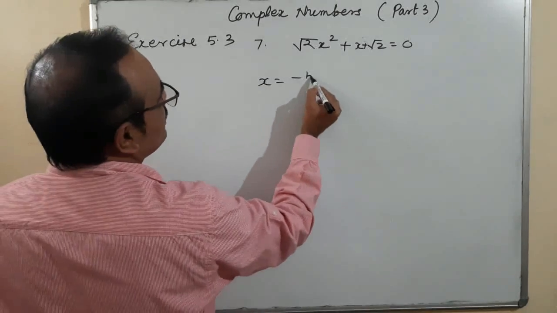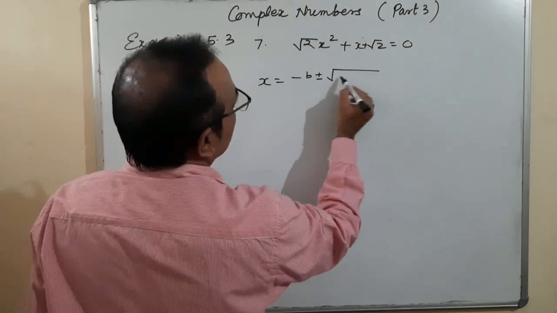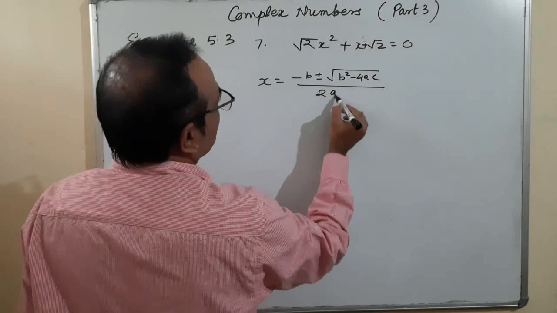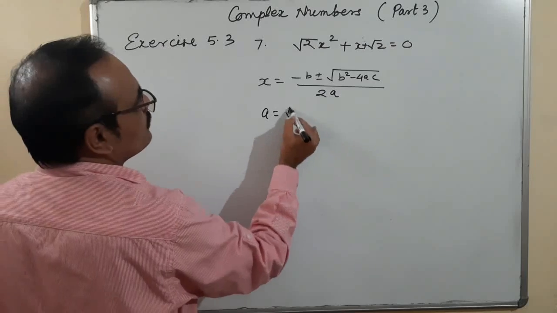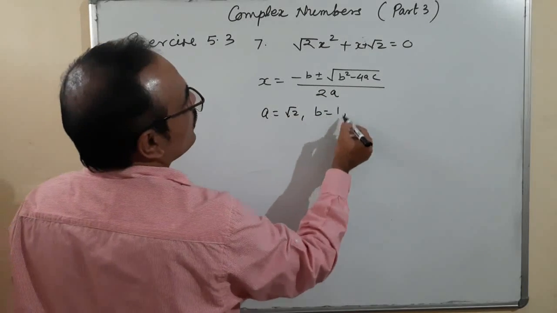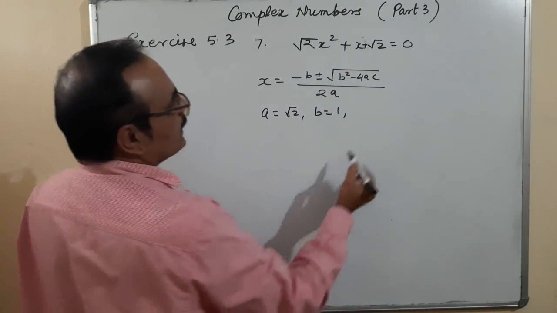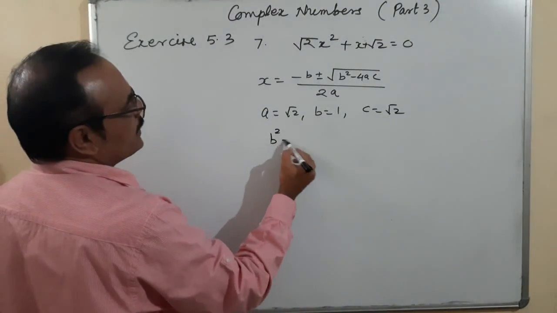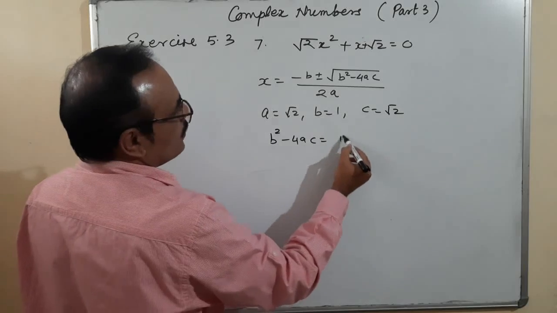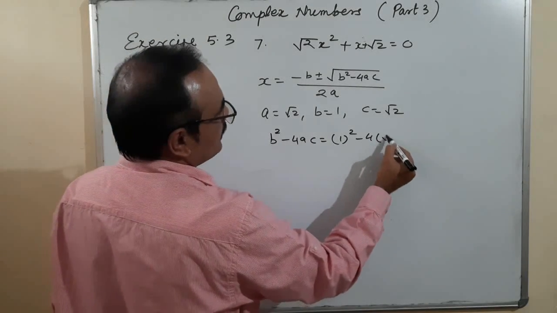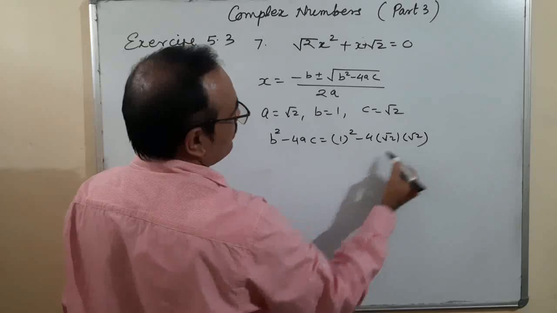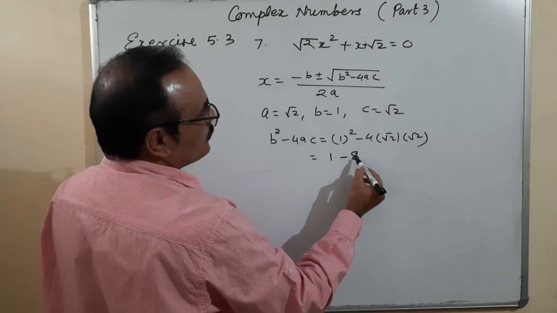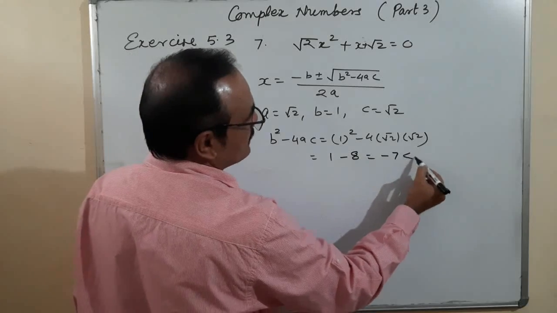x is equal to minus b plus minus under root b square minus 4ac upon 2a. a is equal to root 2, b is equal to 1, the coefficient of x, and c is equal to under root 2. Find the value of the discriminant b square minus 4ac. 1 square minus 4 into root 2 into root 2, so that is 1 minus 8, which is minus 7, less than 0.